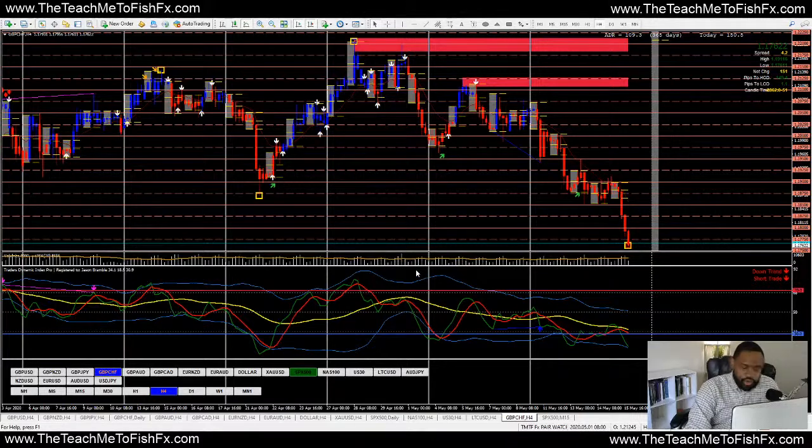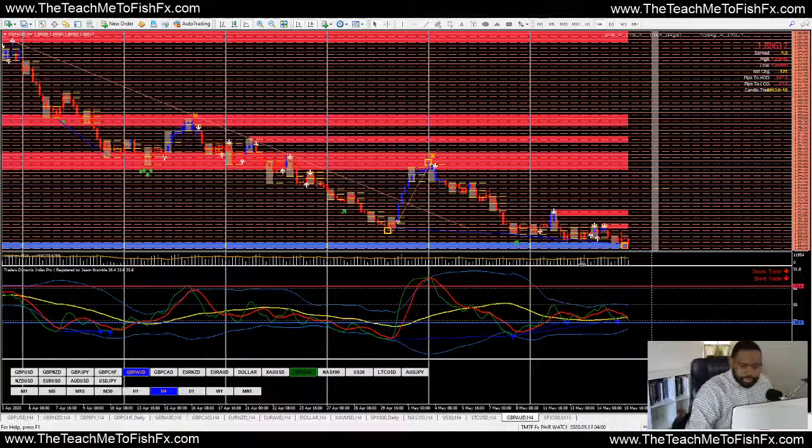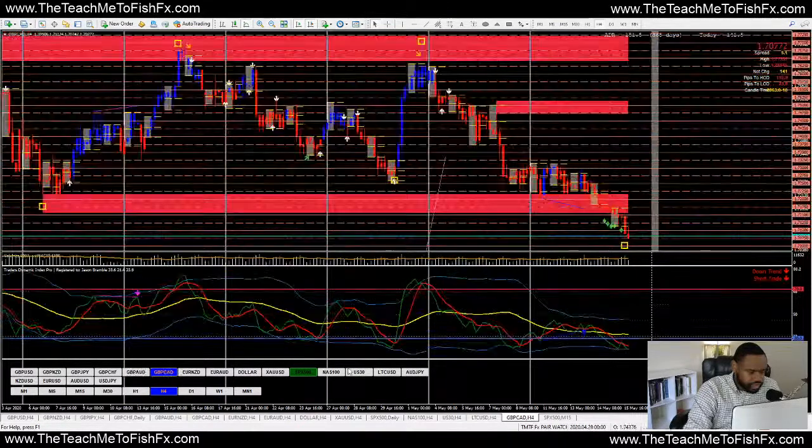The market is getting ready to open in 15 minutes, roughly. GBP AUD again, point of exhaustion. So it's good to keep a lookout on that as well. GBP CAD again, a point of exhaustion. So you want to make sure the other rules are met for entry.